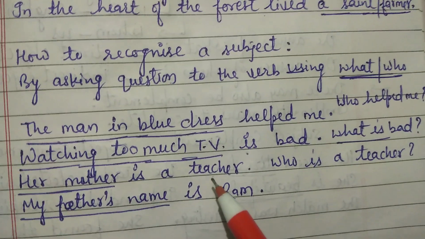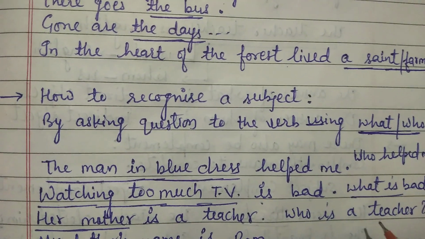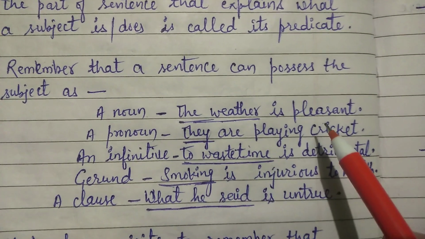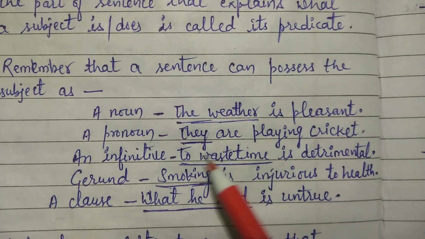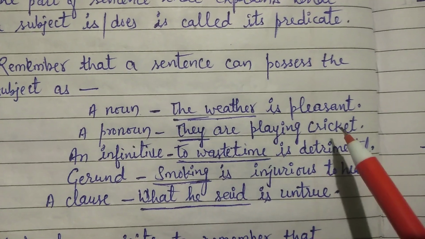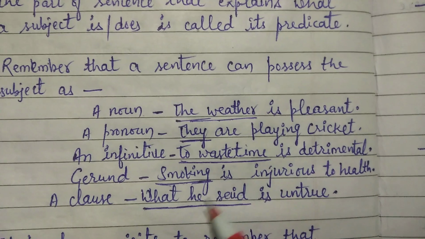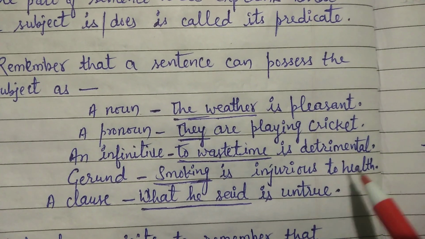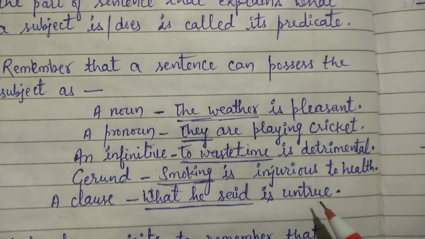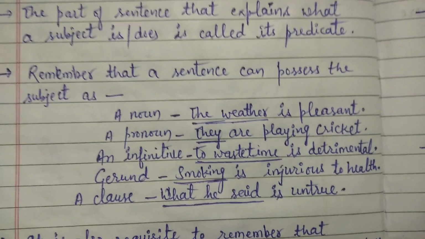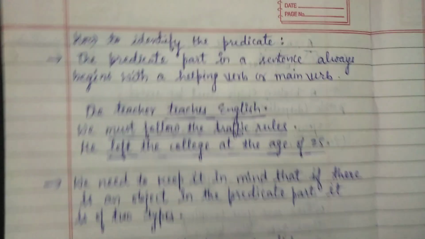Her mother is a teacher. So who is a teacher? Her mother. We can apply the same rule in the sentences we have already read. The weather is pleasant. So what is pleasant? The weather. They are playing cricket. So who are playing cricket? They. What is detrimental? To waste time. What is injurious to health? Smoking. And what is untrue? What he said. So we can identify a subject by asking a question to the verb.